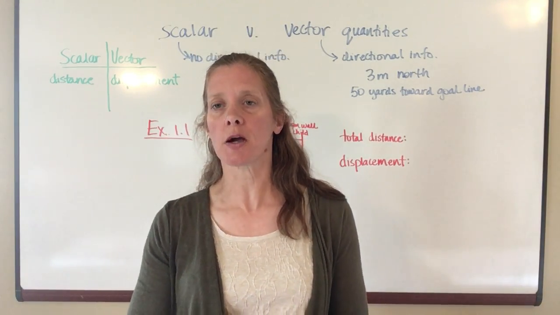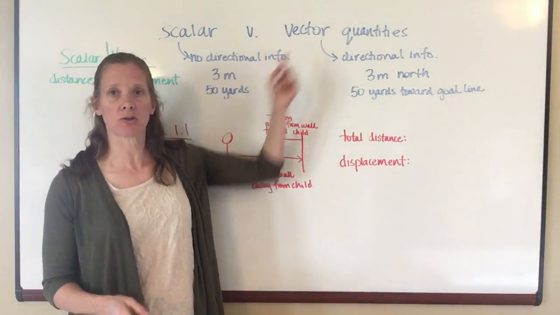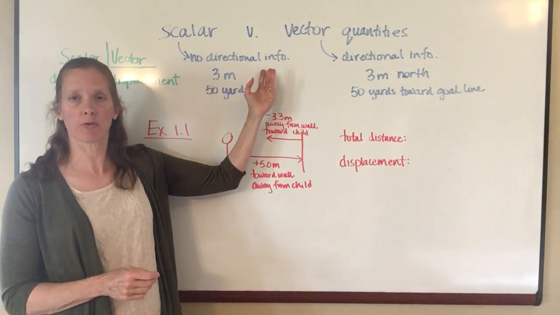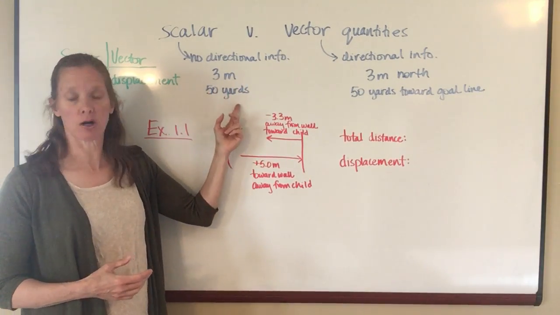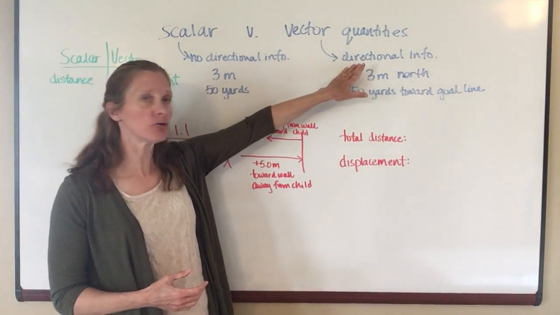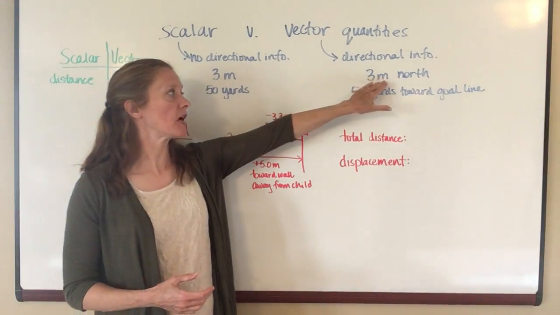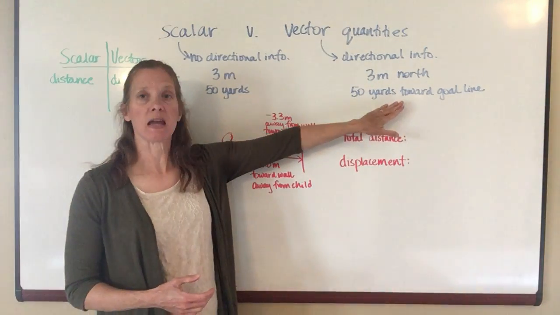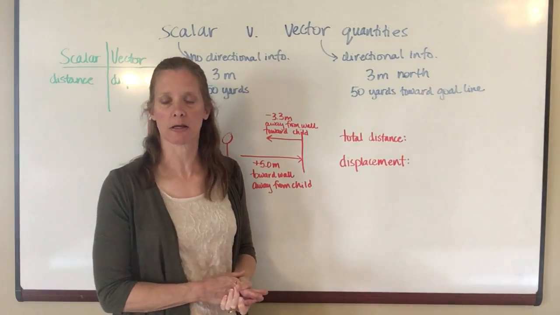The first one we need to talk about is the difference between a scalar quantity and a vector quantity. A scalar quantity includes no directional information with it. So as an example, you would say 3 meters or 50 yards. A vector quantity, however, includes directional information in it. So instead of just 3 meters, you would say 3 meters north. Or instead of just 50 yards, you would say 50 yards towards the goal line so that you know precisely which direction you're talking about.